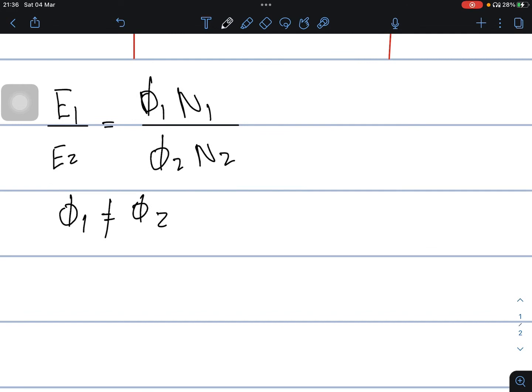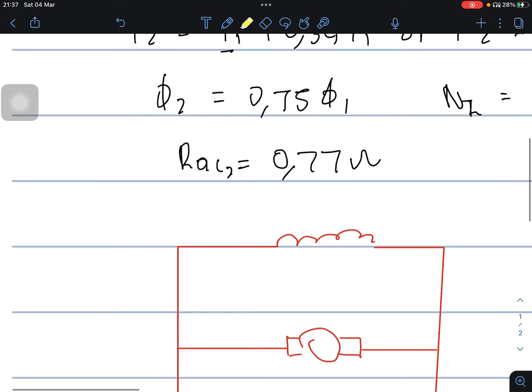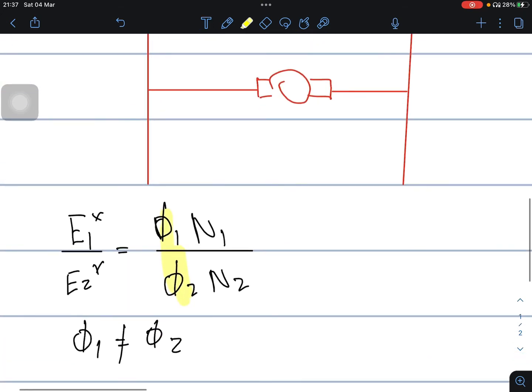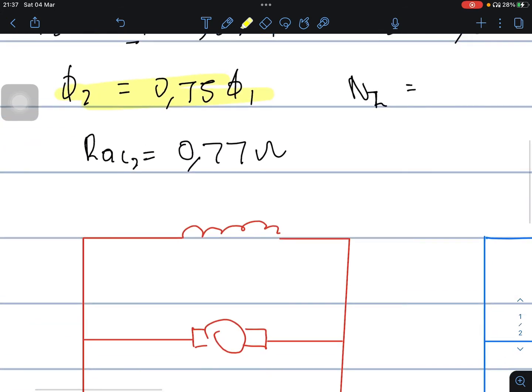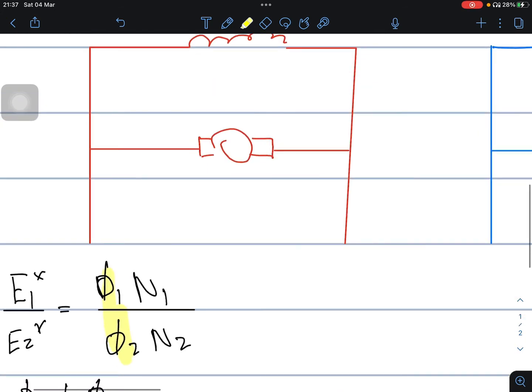Okay, so what I need from this formula, I need to find this. The flux is not a problem, guys, because I can write flux 2 in terms of flux 1, which will make flux 1 be cancelled out. Okay, I do have this.